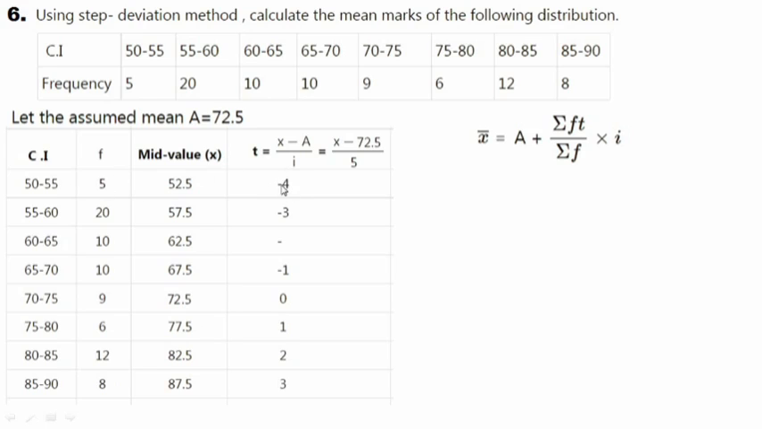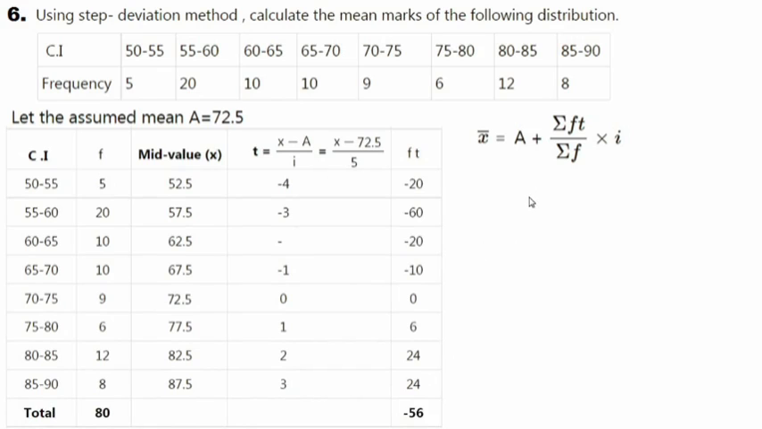So 5 into minus 4 becomes minus 20, right? 20 into minus 3 becomes minus 60. Here we have 2, so minus 2 into 10 becomes minus 20. Similarly find all the values of ft. And we need to add ft and we need to add f, so we will find their totals also: the total of f and the total of ft.